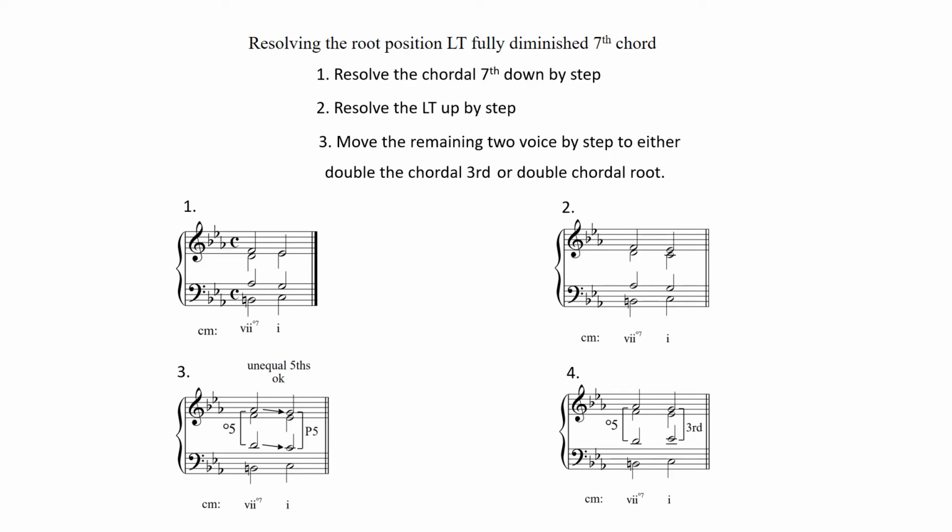However, since the point of view of our textbook doesn't object to unequal fifths in the upper voices, my class may choose whether to double the chordal root or the chordal third of the tonic triad, regardless of how the root position fully diminished seventh chord is voiced. In other words, within the confines of our curriculum, all the examples seen here are acceptable, and you may choose whether to move the remaining 2 voices by step to either double the chordal root or double the chordal third of the tonic triad, as illustrated by step number 3.